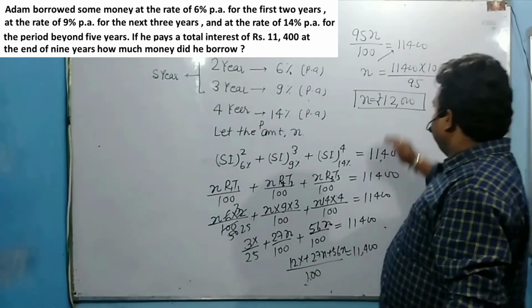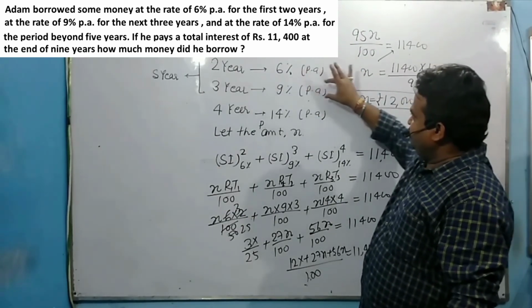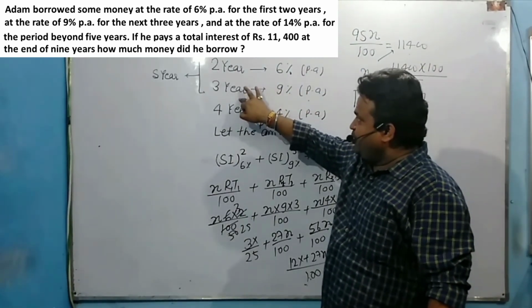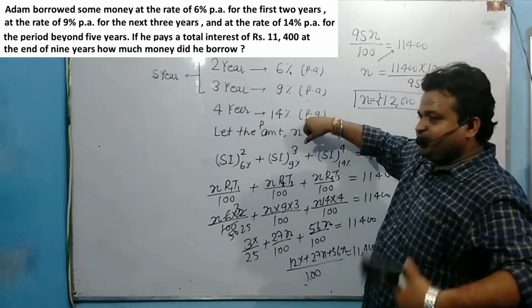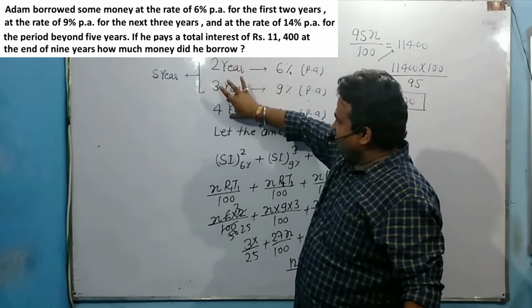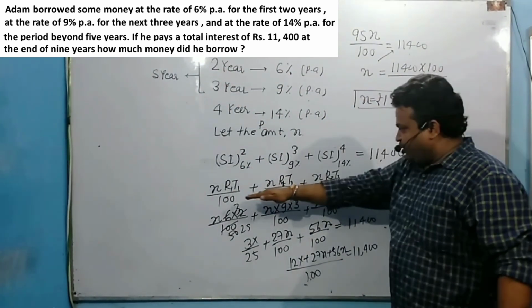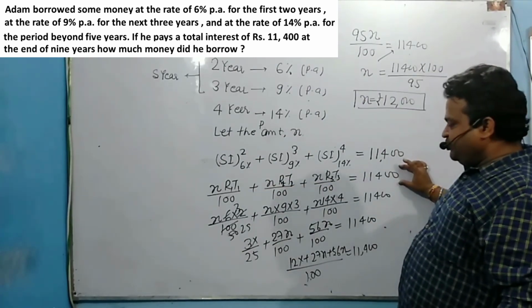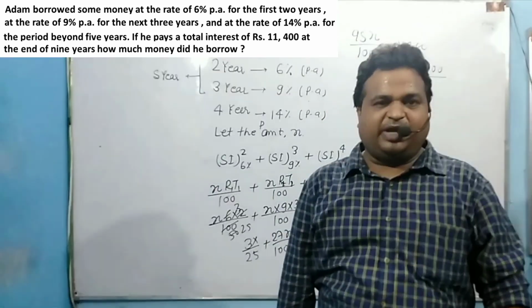So this is the question. In the question 6% for 2 years is given to you, 9% for 3 years is given to you, and beyond 5 years 14% is given to you. But how many years are left? Total years is 9, so 5 years gone, 4 years left. Now you apply the 3 simple interest formulas. Total simple interest is given to you. So with the help of this you can calculate the principal amount.